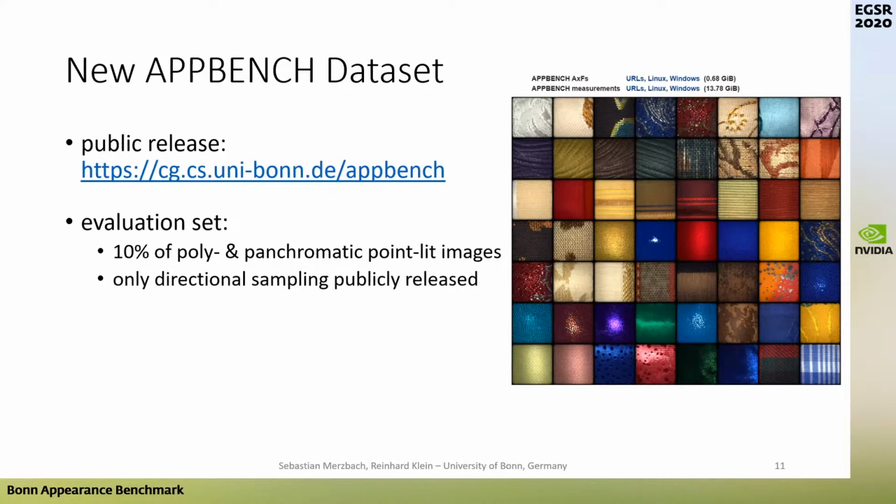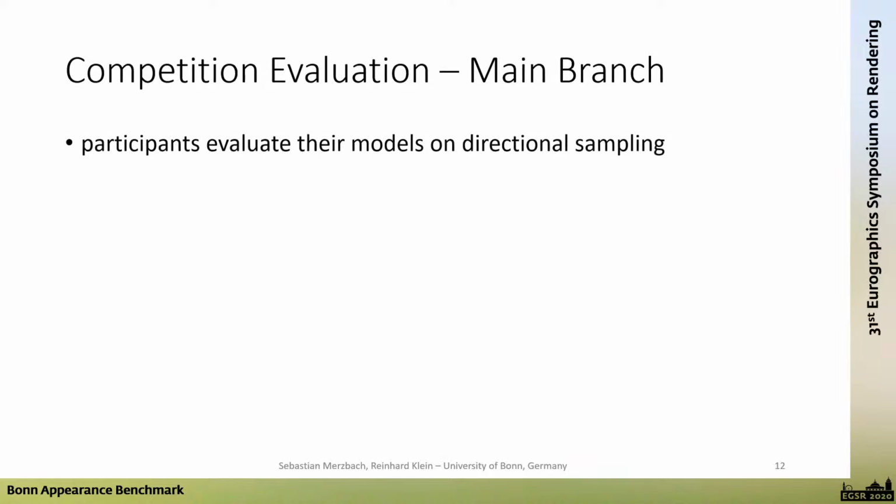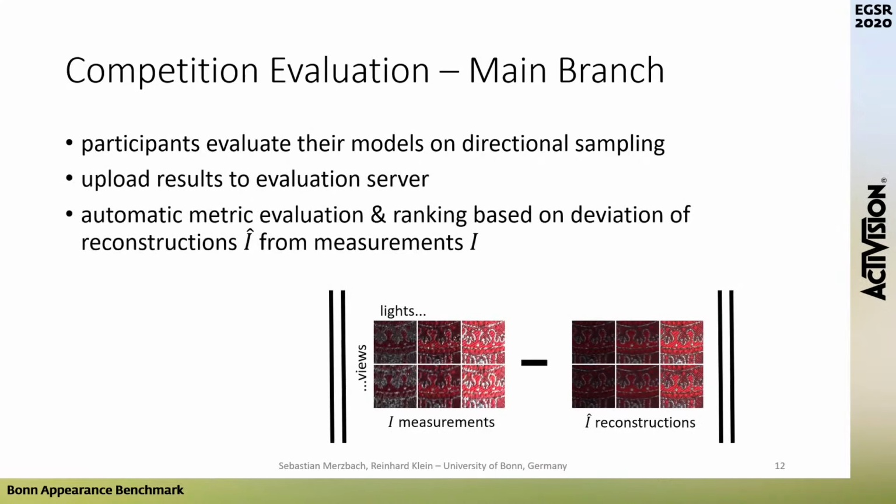For this holdout set, we only provide the directional sampling per pixel. Competition participants have access to the public part of the AppBench dataset, which they can use together with, for example, UBOFAB19 to develop their models. They then have to evaluate these models for each AppBench material on the directional sampling of the holdout set. After uploading their reconstructed images to the competition server, an automatic metric evaluation and ranking is performed.